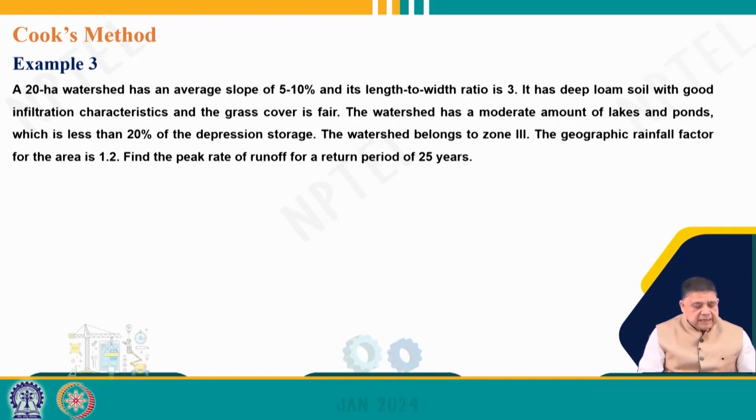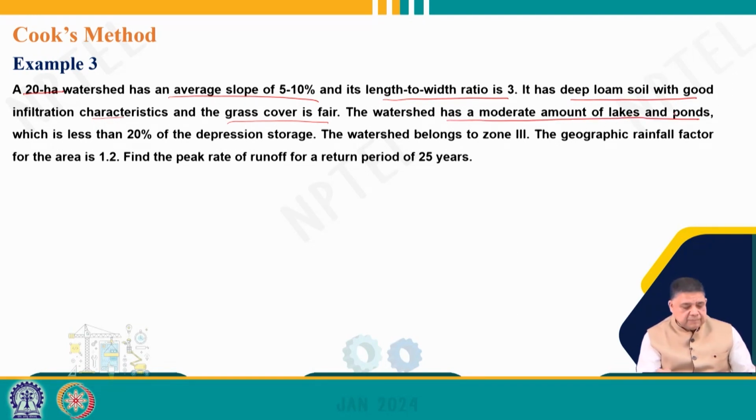Now, let us take an example. A 20 hectare watershed has an average slope of 5 to 10% and its length to width ratio is 3. It has deep loam soil with good infiltration characteristics and grass cover is fair. The watershed has a moderate amount of lakes and ponds, which is less than 20% of depression storage. The watershed belongs to zone 3. The geographic rainfall factor of the area is 1.2. Find the peak rate of runoff for a return period of 25 years.